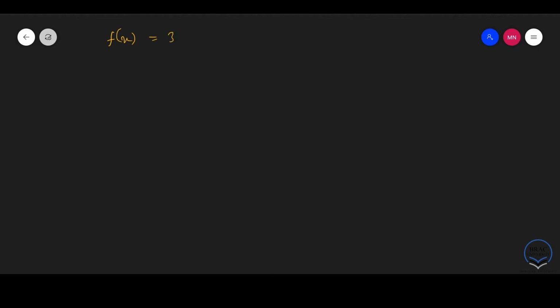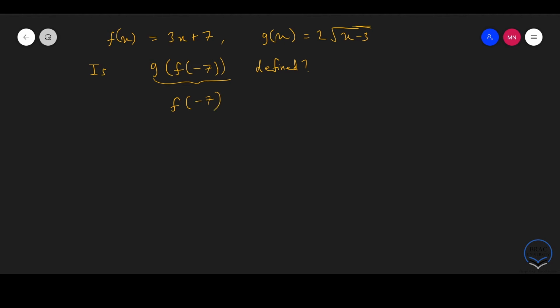So we had 3x plus 7 and g of x. Now we want to see, is g of f of minus 7 defined? We want to see if this composition is defined. In order for this composition to be defined, f of minus 7 has to be defined first. And if f of minus 7 is defined, then g of f of minus 7 can be defined.